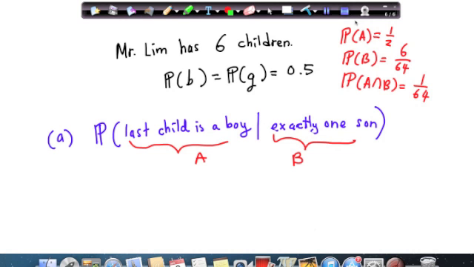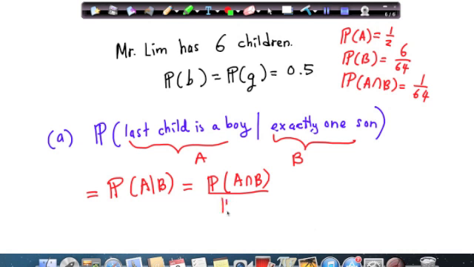Having determined the probabilities for the events A, B, and the intersection A and B, we are now ready to compute the probability of A given B as follows. We want the probability of A given B. This is equal to, by the definition of conditional probability, the probability of A intersection B divided by the probability of B. Using the values we obtained previously, we have 1 over 64 divided by 6 over 64, which is 1 over 6.